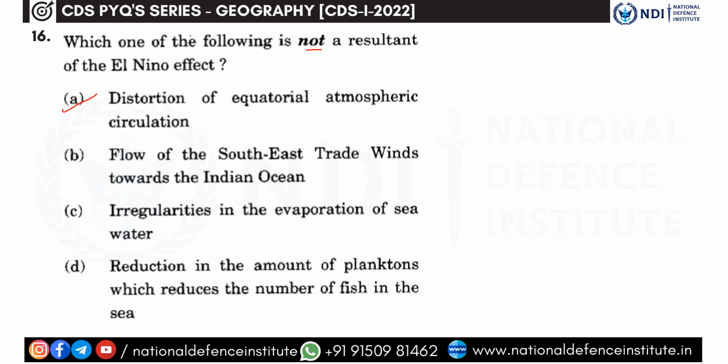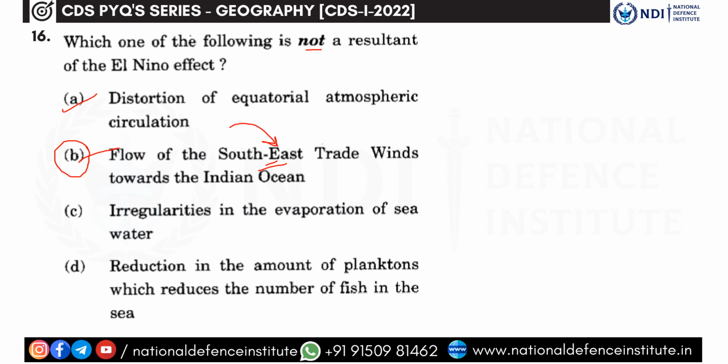See, flow of southeast trade winds is not actually because of your El Nino effect. Of course, El Nino effect has some influence on the southeast trade winds, which have already originated. And irregularities in the evaporation of seawater, of course it will be there, but that is not actually a major one. It does actually distort, or the flow of southeast trade winds will be disturbed. Because of that, when we have El Nino, the monsoon will be delayed.